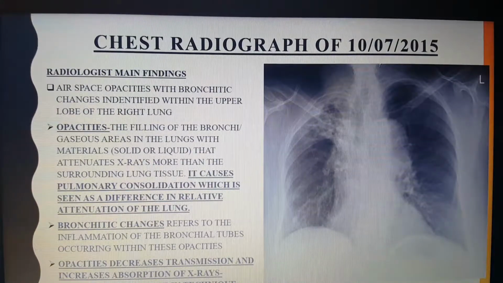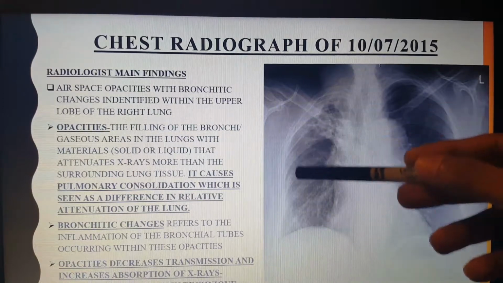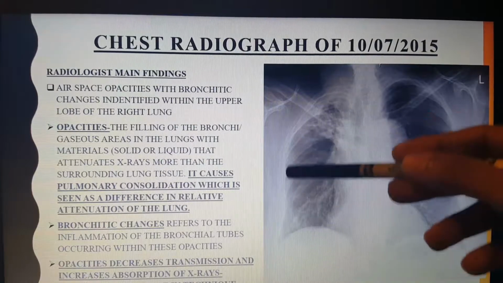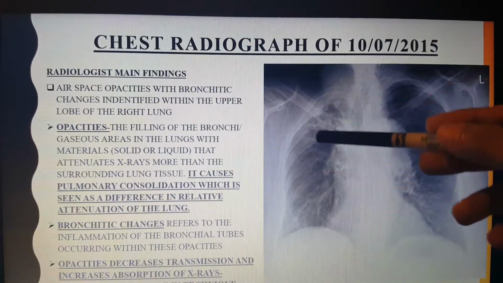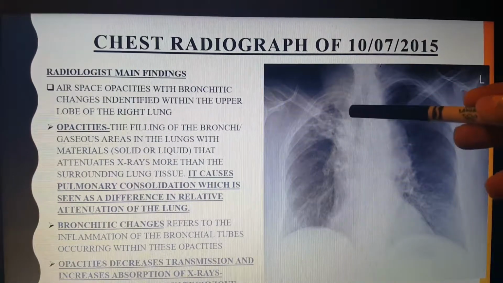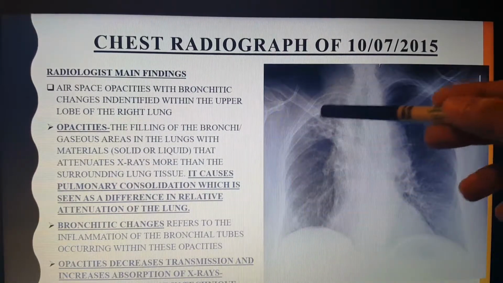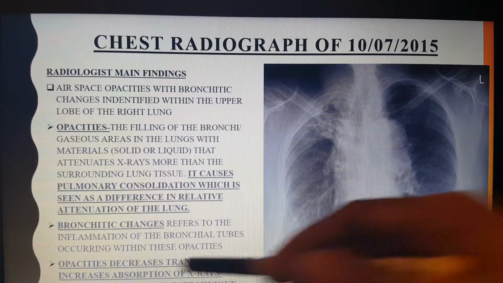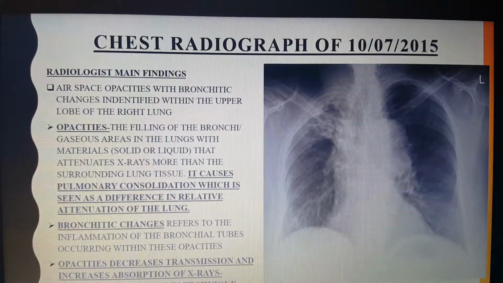These opacities cause pulmonary consolidation, which is seen as a difference in relative attenuation of the lung. So if we were to look at the area just below the opacity, it would appear more dark because there is more penetration and transmission of the X-ray beam in this area, compared to the opacity where there was more attenuation or absorption of the X-ray beam, so this area would look more white. So one thing we can note about opacities is that they decrease transmission and increase absorption of X-rays. So we require an increase in technique whenever we image opacities of patients with tuberculosis. It's an additive pathology basically.